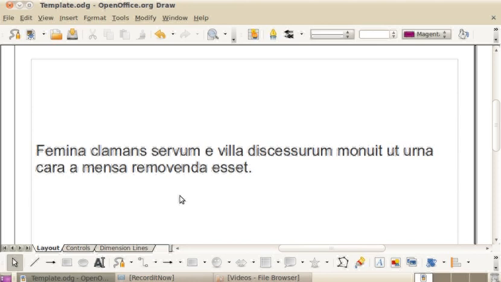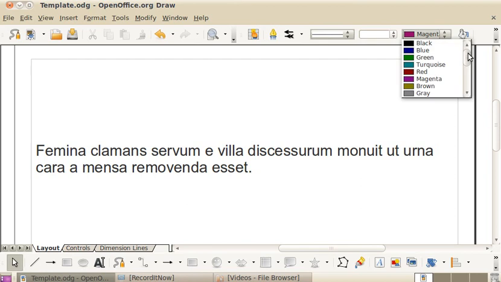All right, so here we have another sentence from Moreland and Fleischer, Unit 5, Sentence 13. Femina clamans servum e villa discessurum manuit, ut urna cara a mensa removenda esset. The first thing we need to do is look for our finite verbs in this sentence.